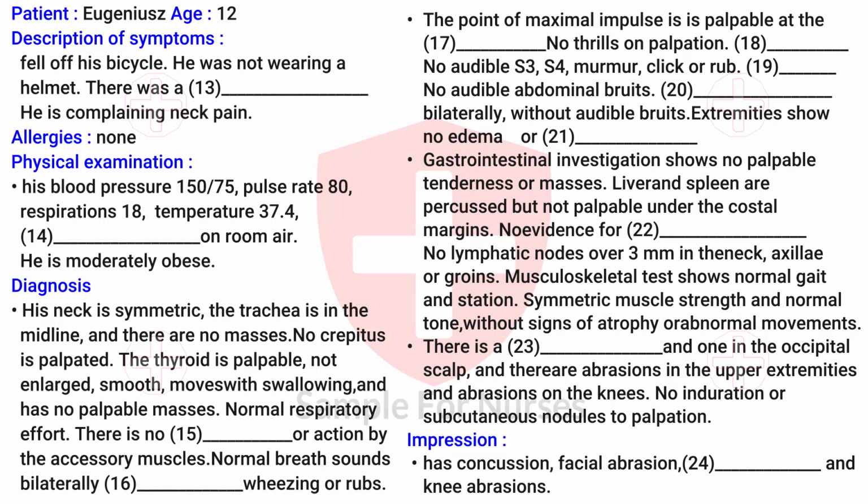Hello, doctor. Good morning. Good morning. What's your problem? Doctor, he is my son, Eugenius. A few hours ago, he fell off his bicycle. He was not wearing a helmet. He went unconscious for a few seconds. He complains of neck pain now.